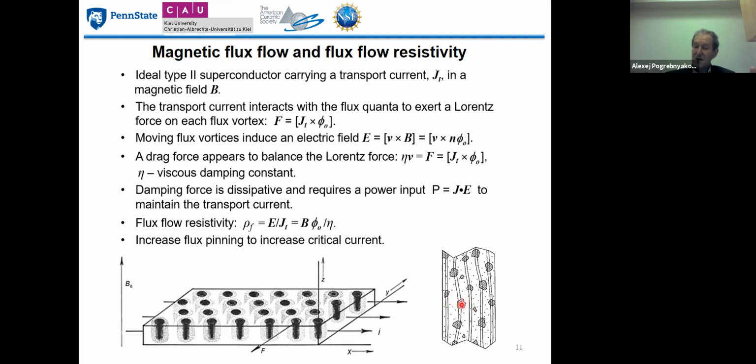In polycrystalline samples, the grain boundaries will act as pinning sites. So vortices will be attracted to these centers, and unless the current is so strong that the vortices tear off of these pinning sites, there will be no movement of vortices, and the current will flow without resistance.